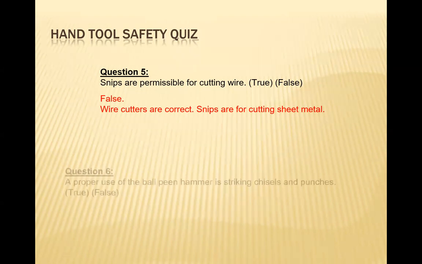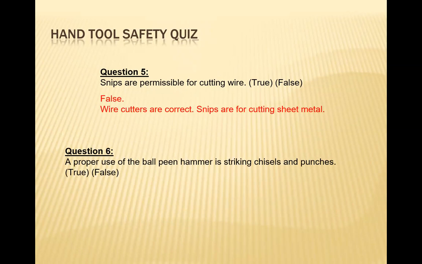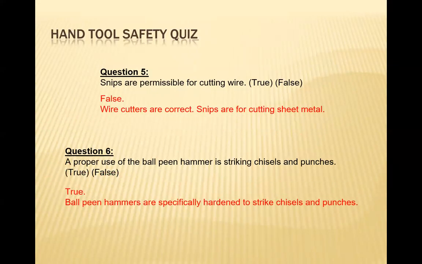All right. Question six. Let's do this. A proper use of a ball peen hammer is striking chisels and punches. Is that true or false? Okay, we got lots of truths. Good. Yeah, that's correct. Ball peen hammers are specifically hardened to strike chisels and punches, metal contact.